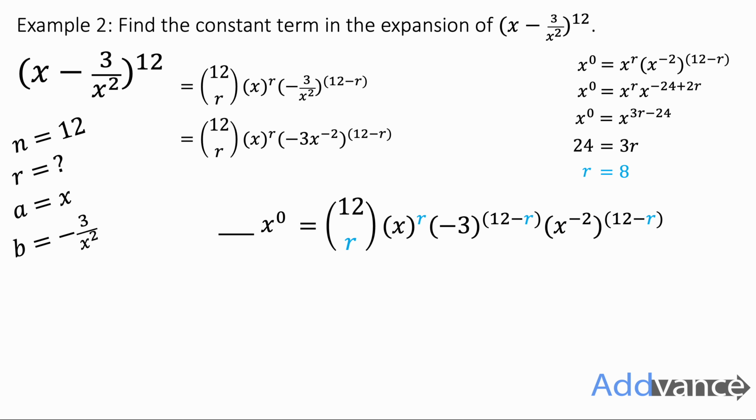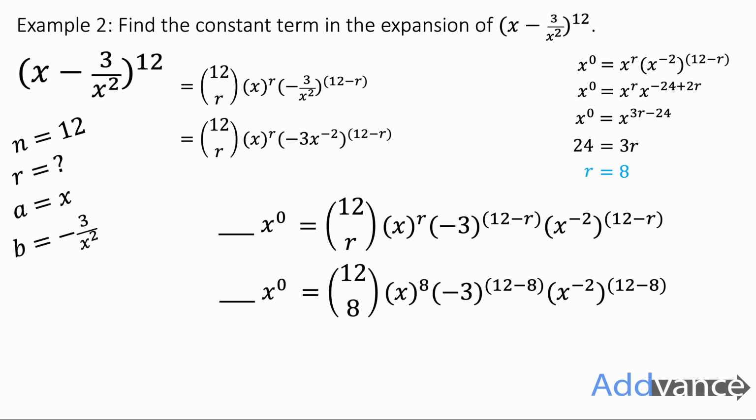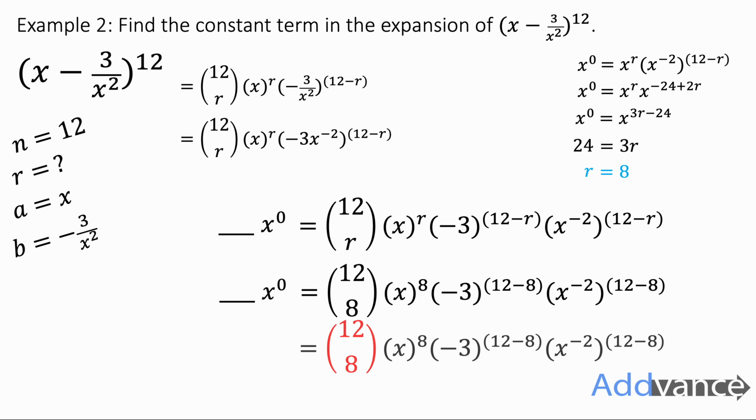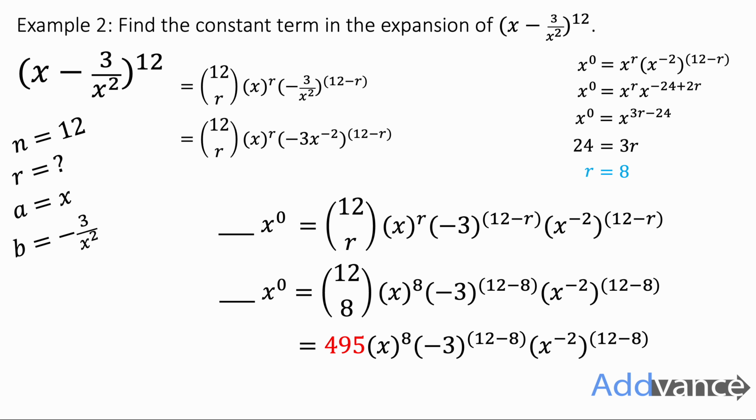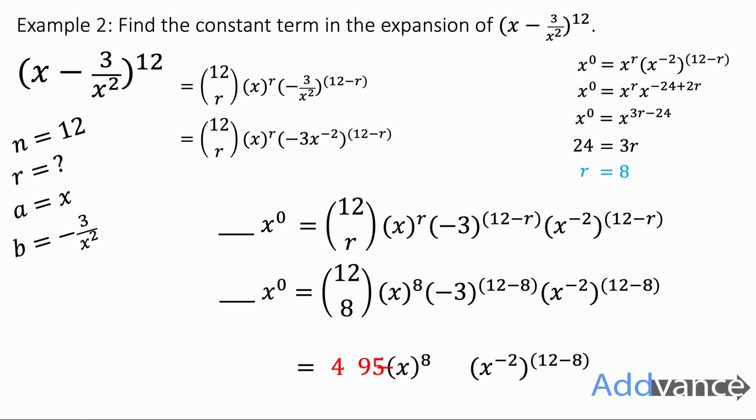Okay, and now we can substitute r equals 8 into our expression for the binomial term. 8 goes there, 8 goes there, 8 goes there, and 8 goes there. I'm going to simplify, simplify, simplify. 12 choose 8 is 495. x to the power 8 we leave the same. Minus 3 to the power 12 minus 8, that's minus 3 to the power 4, is 81. And then x to the minus 2 to the power 12 minus 8 is x to the power minus 2 to the power 4.